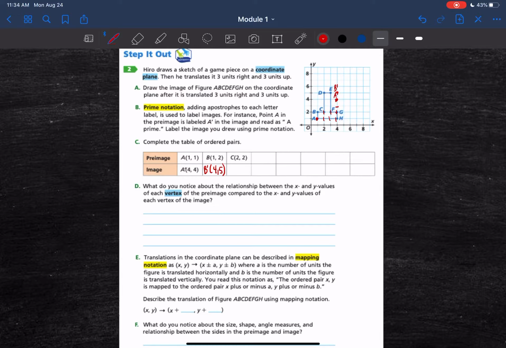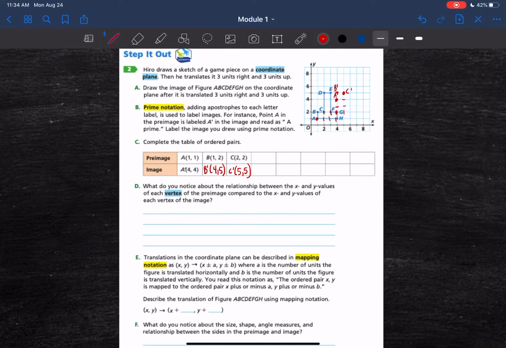C, we're going to do the same thing. Translate it 3 to the right, so 1, 2, 3 to the right, and then up 3, 1, 2, 3. That's going to put C prime right here. Next, we got to record that in our chart, C prime, and that is at 5, 5.